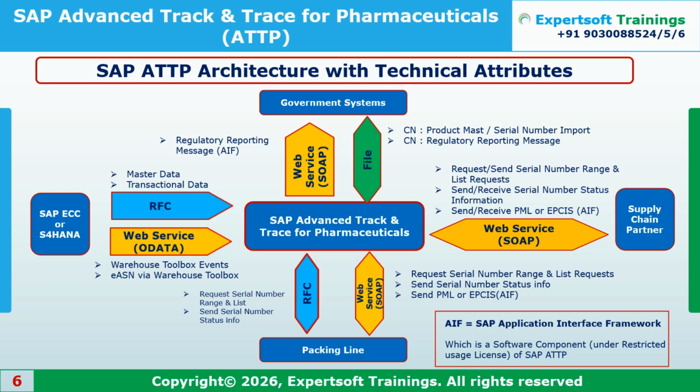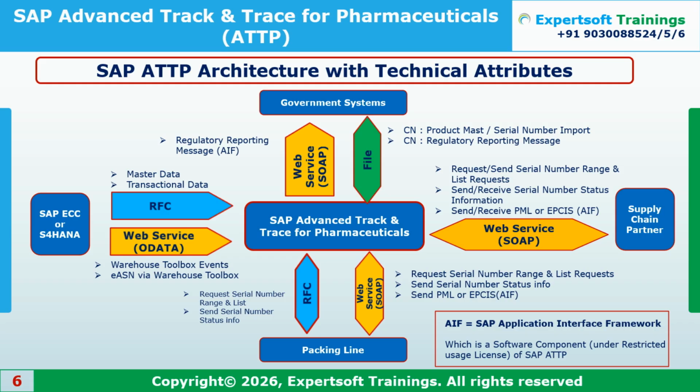Okay. And then some of the information, like outbound delivery information, can be transferred from ECC to ATTP via EASN. EASN is the electronic form of advanced shipping notification. So this is an IDOC. Through IDOC, SAP S4HANA sends the information of outbound delivery to ATTP, right? So this is all about SAP ECC or S4HANA integration to ATTP and then packaging lines.